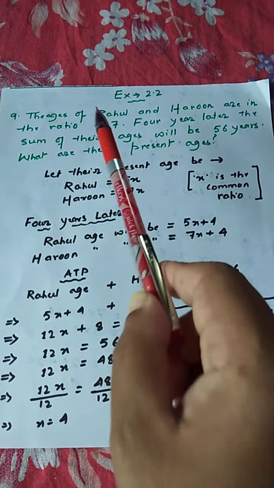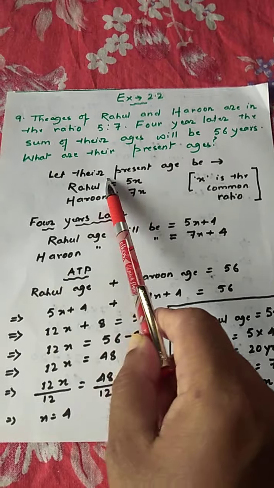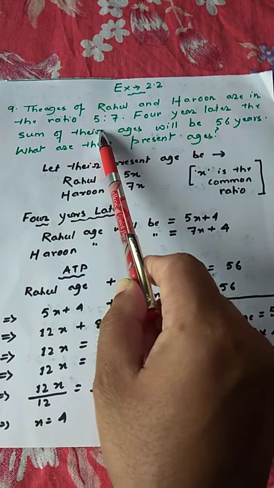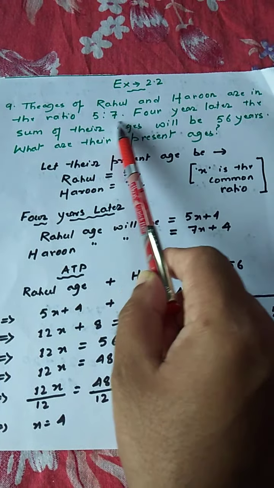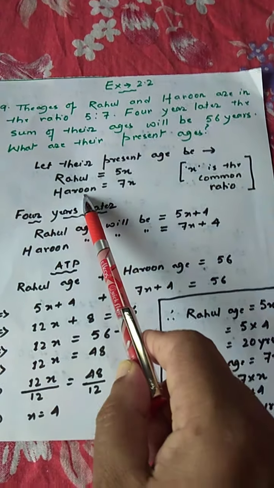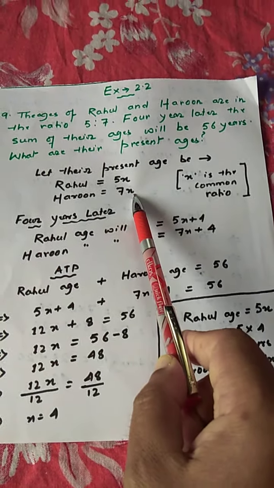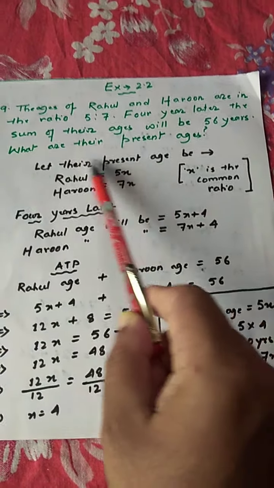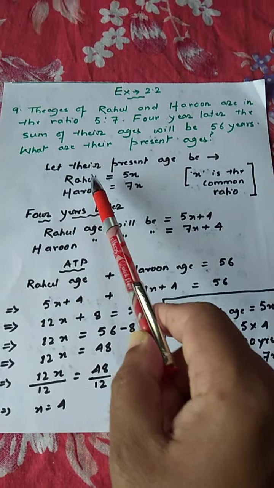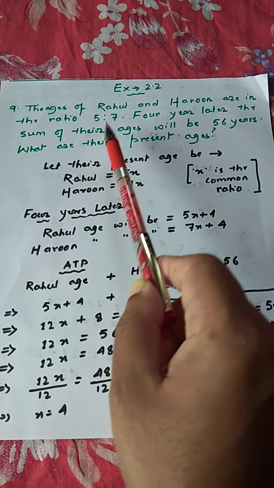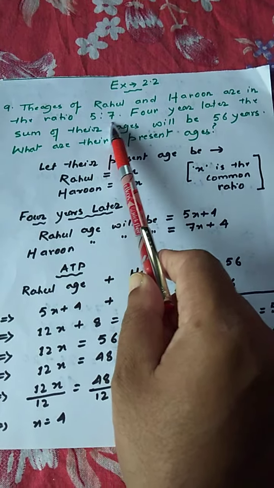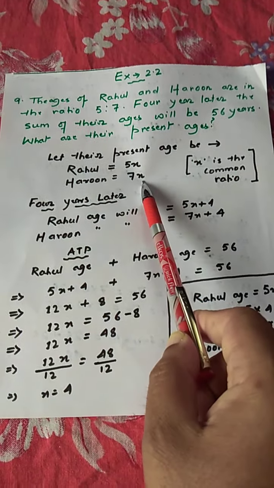Okay students, the first thing that we'll do is let their present ages be: Rahul is equal to 5x, because Rahul is representing 5 according to the question, and Harun is equal to 7x. Now what is x? I've written x is a common ratio which has been shared between Rahul and Harun. Always remember that whenever the age is given in the ratio form, this is the way that you have to let.